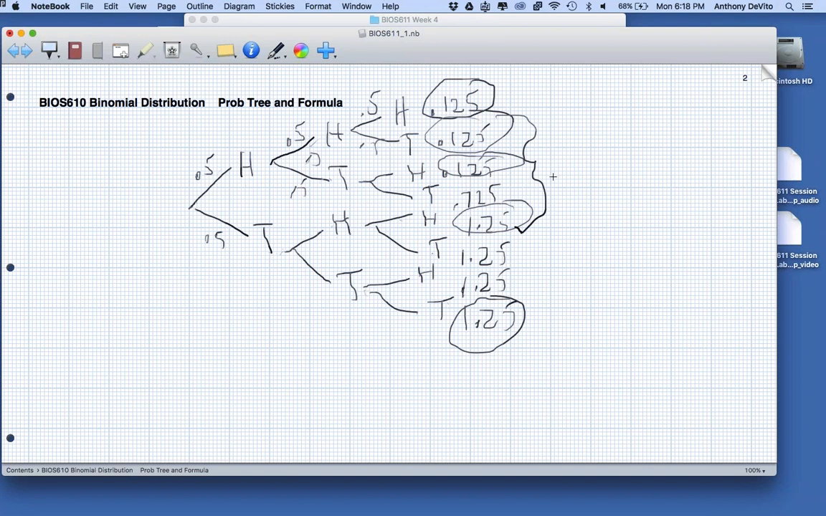So what does that add up to? 0.375. So what do you think these other 3 possibilities are? What's left? 1 head, right? Or 2 tails, whichever way you want to look at it. That's going to be 0.375 also. And since these are all the different possibilities I could have, what are the probabilities going to add up to? 1. There you go.